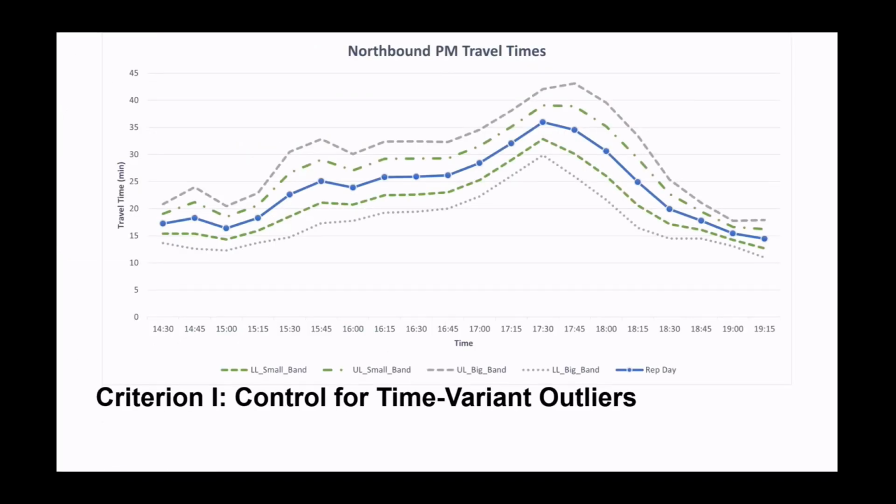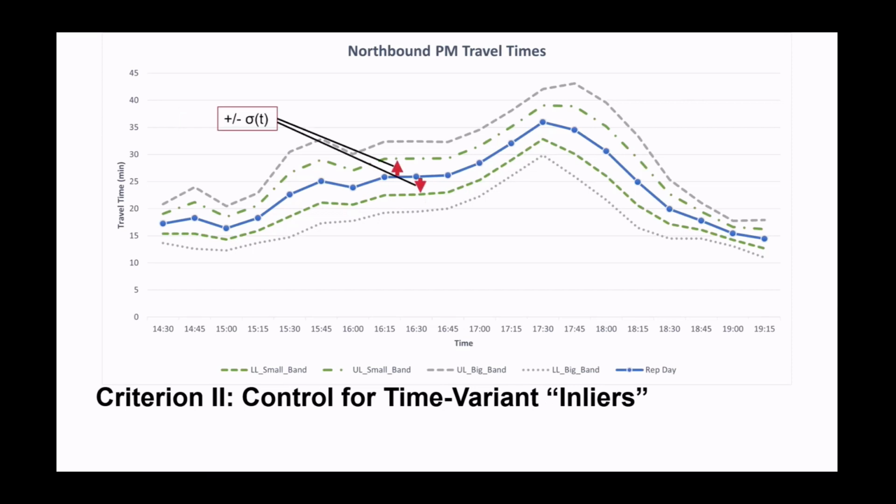So we've gone through this a little bit, so I'll go through it a little quickly. Criteria 1 and 2: looking at our representative day and the other days within that cluster, the standard deviation of whatever that measure may be, in this case, travel times at that 15-minute interval. Twice the standard deviation for the big band, once the standard deviation for the small band for criteria 2.